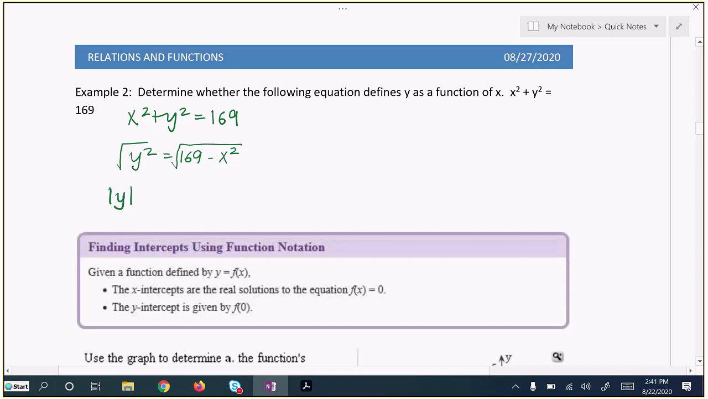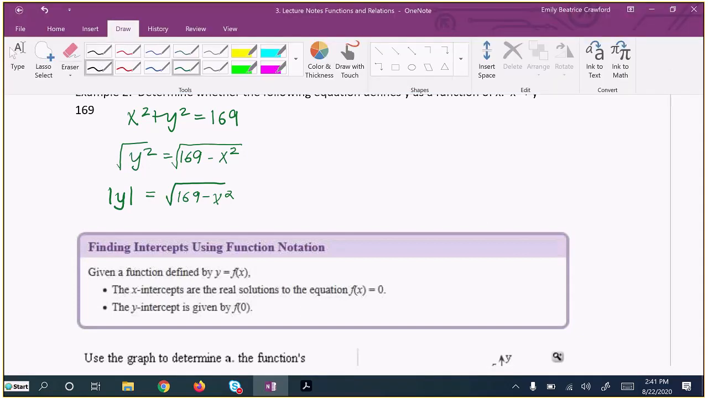So in previous classes in high school, we might have said that when we take the square root, we get plus or minus. But since we're in college now, we know that the correct way of saying that is the absolute value. So we don't write plus or minus, we write absolute value of y is equal to square root of 169 minus x squared.